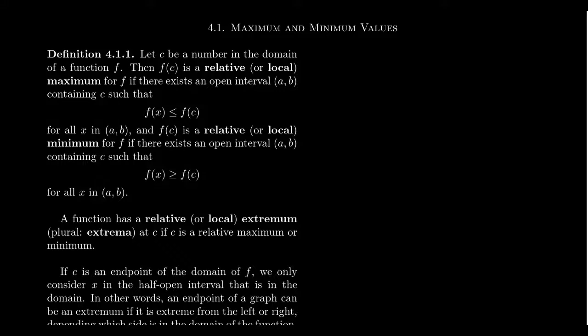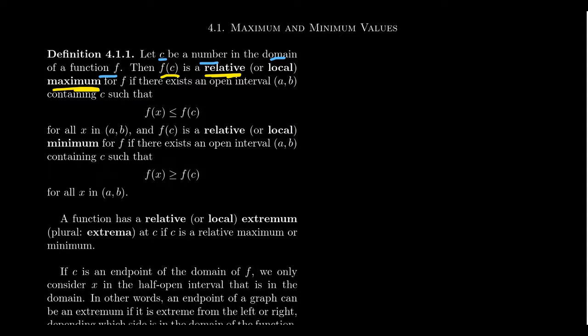So let's first remind ourselves of the definitions of these things that we may or may not have seen before. Let c be a number inside the domain of some function f. So c, of course, is going to be an x-coordinate for some number inside the domain of f. Then f of c, its associated y-coordinate, is called a relative maximum. Sometimes people use the word local maximum. It doesn't really matter. Local maximum, relative maximum, same thing here.